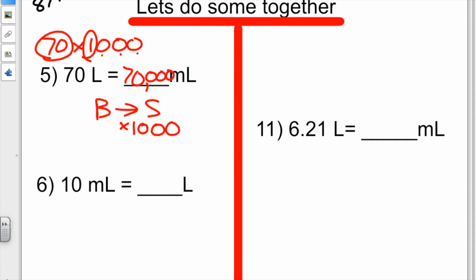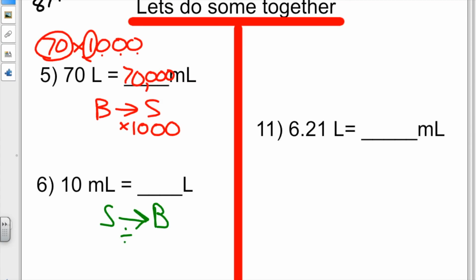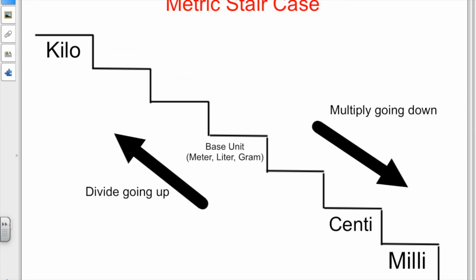All right, we're going to do this next one kind of together. I'm going to pause along the way to allow you to answer questions. So your first question is, are we going from small to big or big to small? We're going from small to big. That's exactly right. So that means we are going to be dividing. So go back to your metric staircase. We have 10 milliliters. And we need to go divided by.